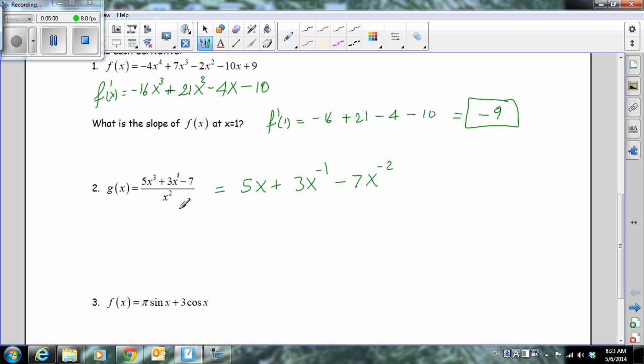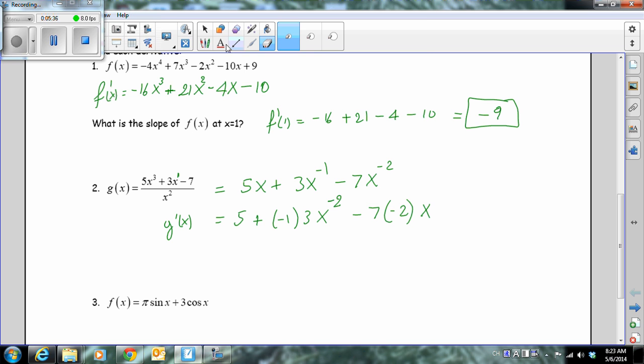Now let's apply the power rule. The power rule will give me g prime of x is equal to 5 plus, instead of plus, I would say plus negative 1 times 3 to the power x to the power of x minus 1. It turns into x to the negative 2 because it's negative 1 minus 1. Minus 7 times negative 2 x to the power of negative 2 minus 1, which is actually negative 3. So all I gotta write here is negative 3.